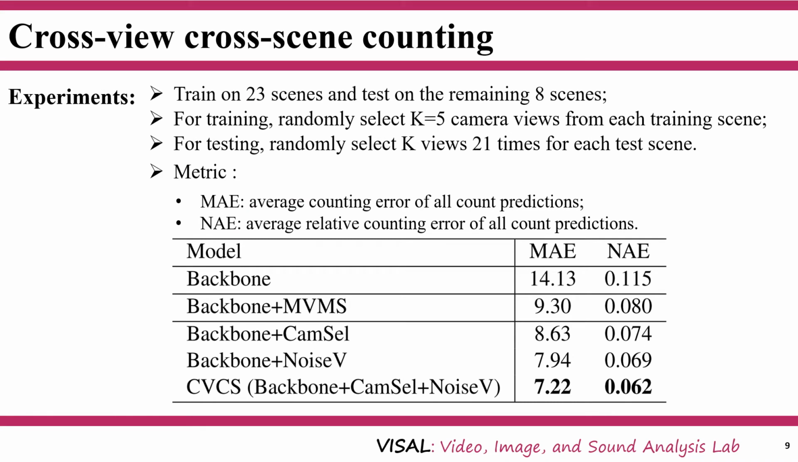We train and test on different scenes. In the training stage, we randomly select 5 camera fields from each scene. For the evaluation stage, we select 5 camera fields 21 times from each scene. We use NAE and MAE as evaluation metrics. From the table, we can see that the backbone model with camera selection and noisy field regularization can achieve the best performance, which is around 7.2 in terms of MAE.